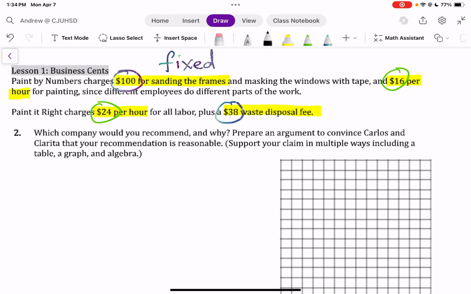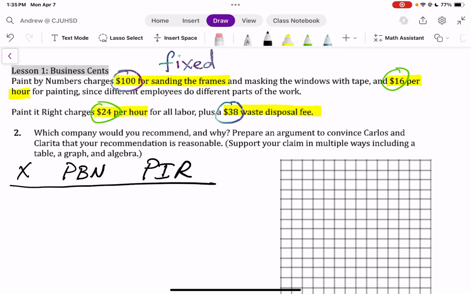So again, if we make a table and we look at hours, we'll just call it X, and then we have two different companies, Paint by Numbers, PBN, and Paint It Right.